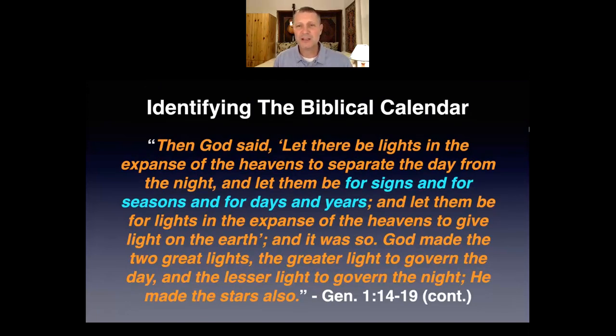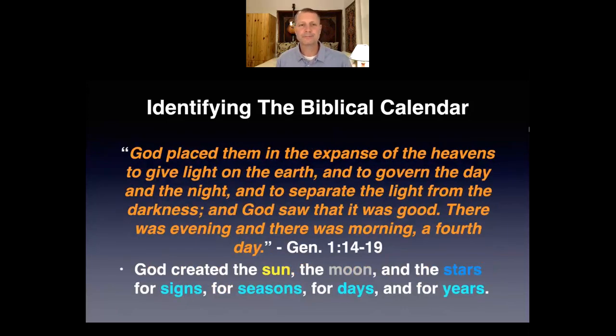Then God said, let there be lights in the expanse of the heavens to separate the day from the night, and let them be for signs, and for seasons, and for days and years. And let them be for lights in the expanse of the heavens to give light on the earth. And it was so. And God made 2 great lights, the greater light to govern the day, and the lesser light to govern the night.